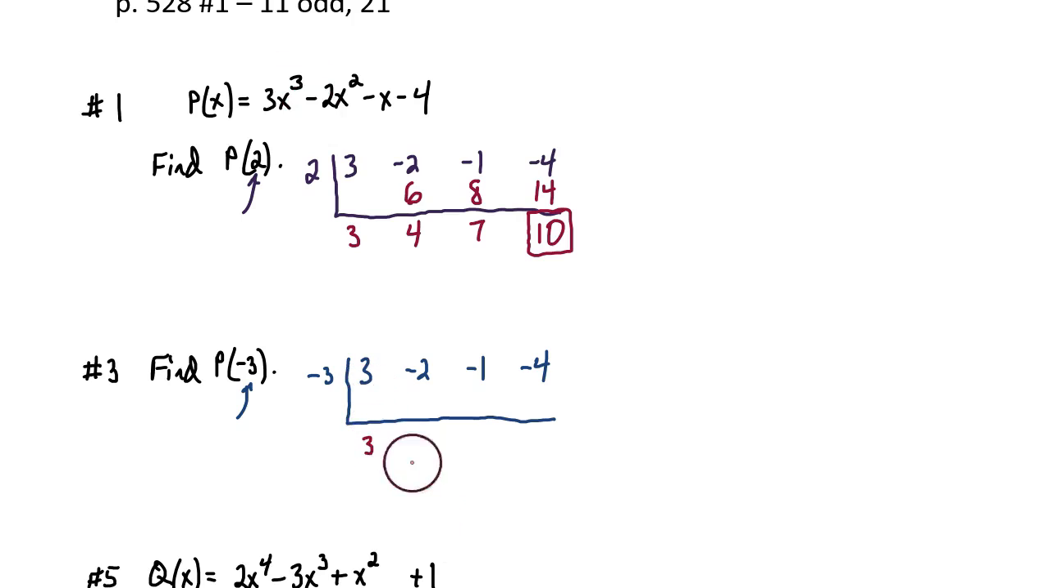Bring that first number straight down below. Then multiply, making negative 9. Now add these, negative 11. And then multiply, 33. Add these, that makes 32. Multiply, that's negative 96. And then add these, that's negative 100. This very last number is the answer we're looking for.